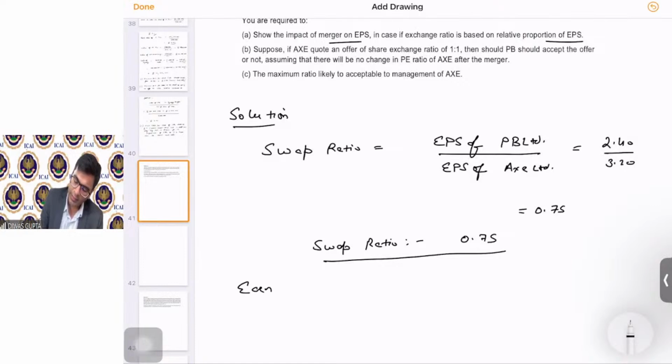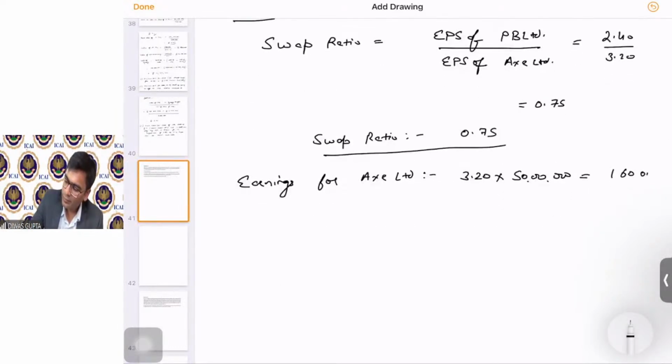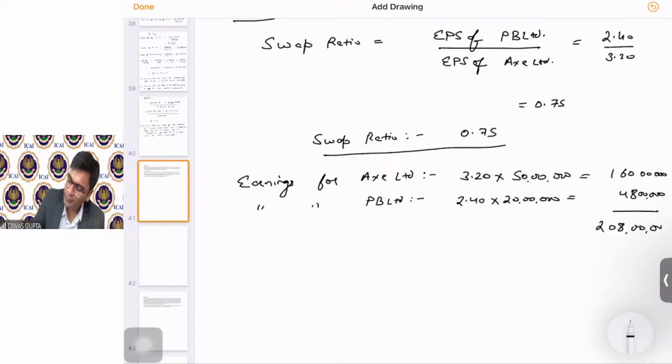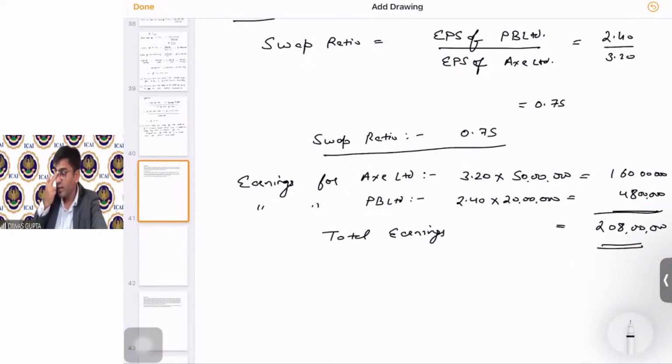So first of all, earnings for X Limited, we have both EPS multiplied by the number of shares. So 3.2 into 50 lakhs is 1 crore 60 lakhs. Then earnings for PB Limited is equal to 2.40 into 20 lakhs. So this comes out to 48 lakhs. So in totality, this is 2 crore 8 lakhs. Okay, so 2 crore 8 lakhs is the total earnings.